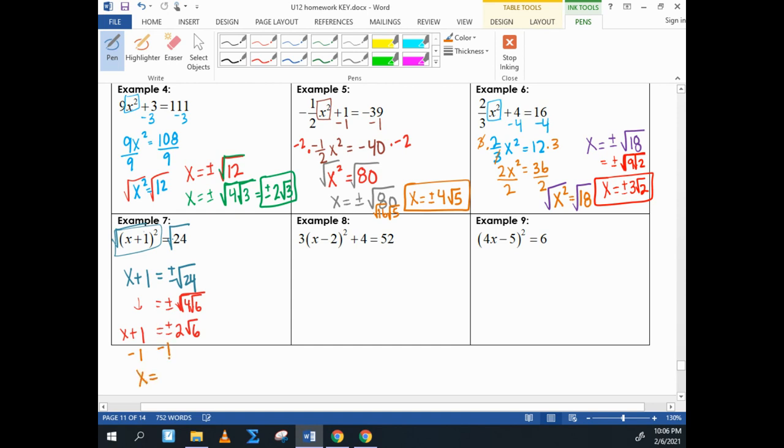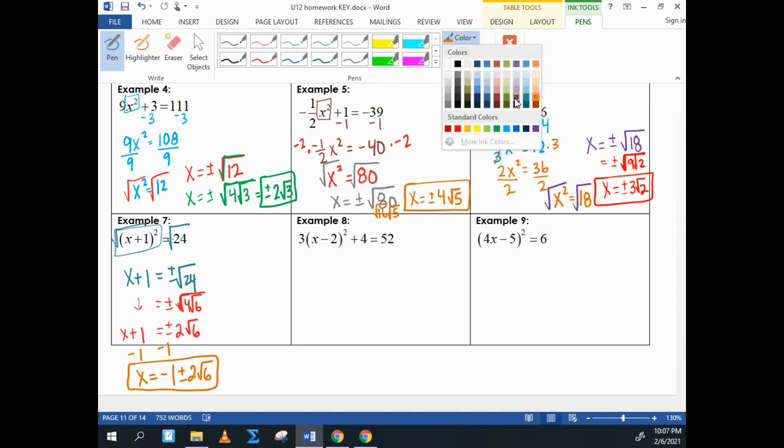So x here is equal to, they always like these radicals at the very end, just so that you can kind of see where the radical ends. So I'm going to tell you to put this negative 1 before. We're going to put that negative 1 first, and then put the plus or minus 2 square root of 6 right after that. And that is your answer. Not too bad, right? Okay, let's try this one.